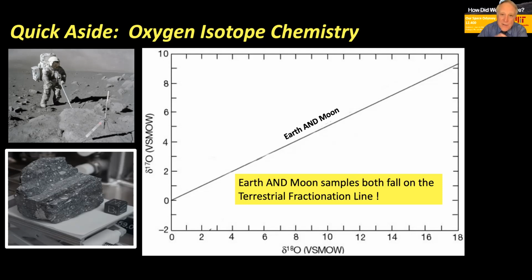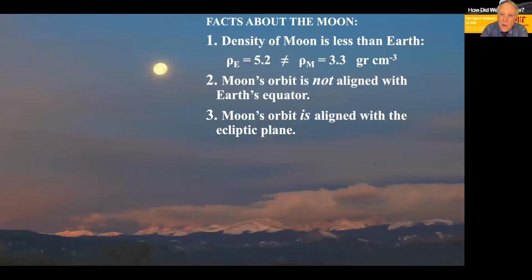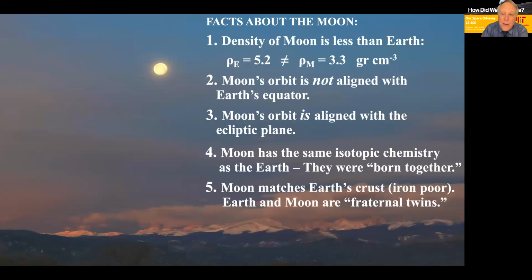So you see how this oxygen isotope result is an incredibly powerful outcome of the Apollo missions of the Apollo era, telling us about the early solar system and how we got our moon. So our facts about the moon, the different densities, how the moon orbits around in the ecliptic plane, not around the Earth's equator, and these oxygen isotope results that the Earth and the moon must have been born together somehow, but they're not identical twins. They're fraternal twins or siblings, but related to a common origin.